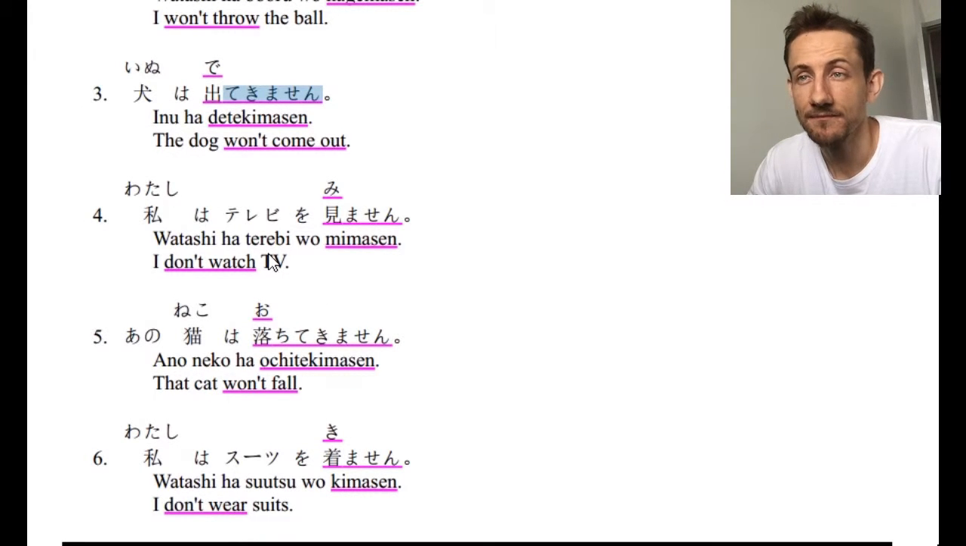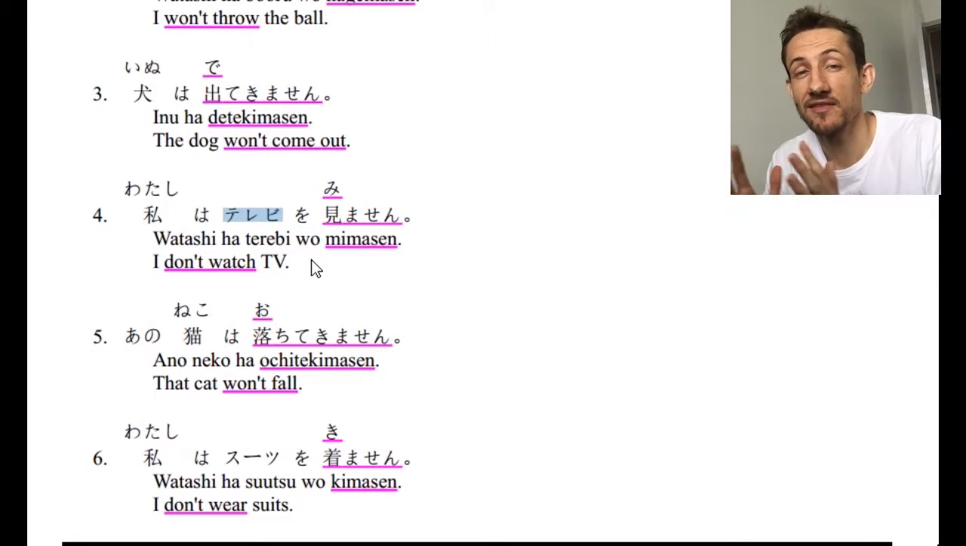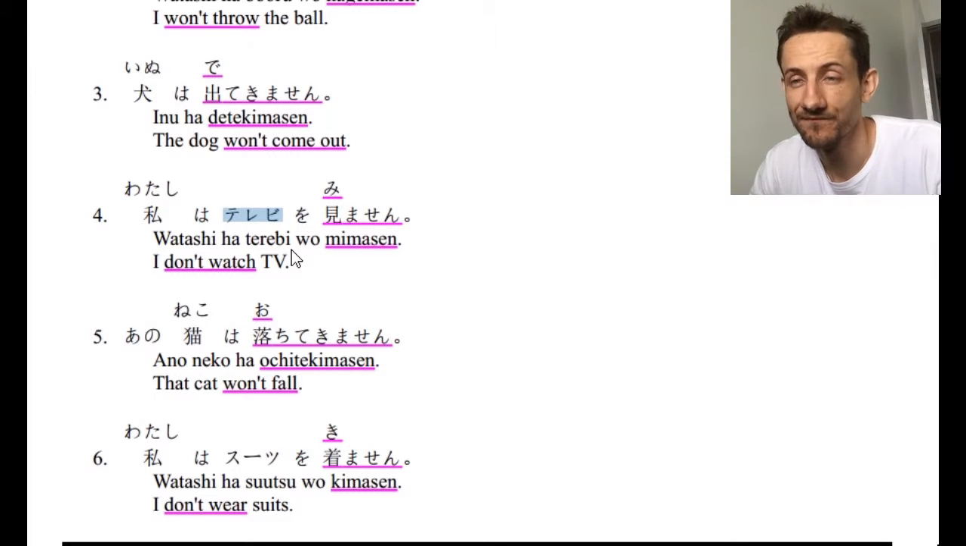Number 4, watashi wa terebi o mimasen. I don't watch television. I don't watch TV. And here we have the katakana word for television. Japanese people love to make things short. We'll look at some other examples later, but instead of saying television, they just say terebi. So Japanese people love to shorten words.